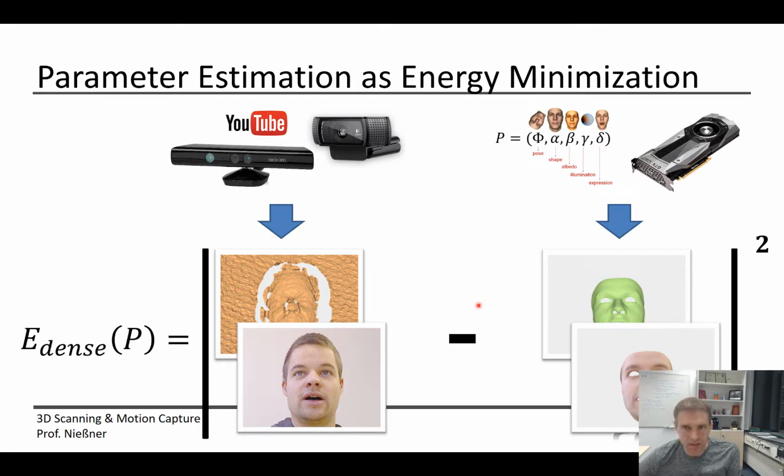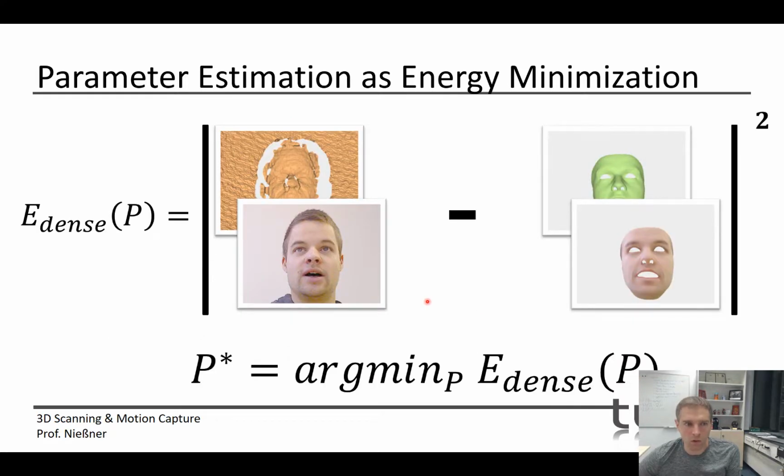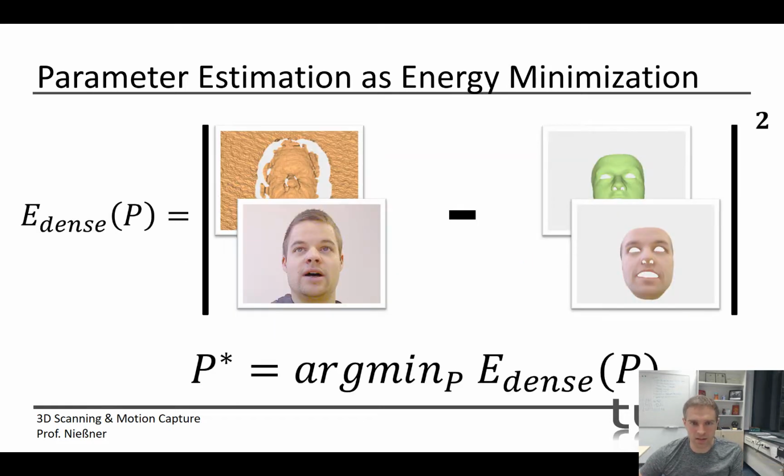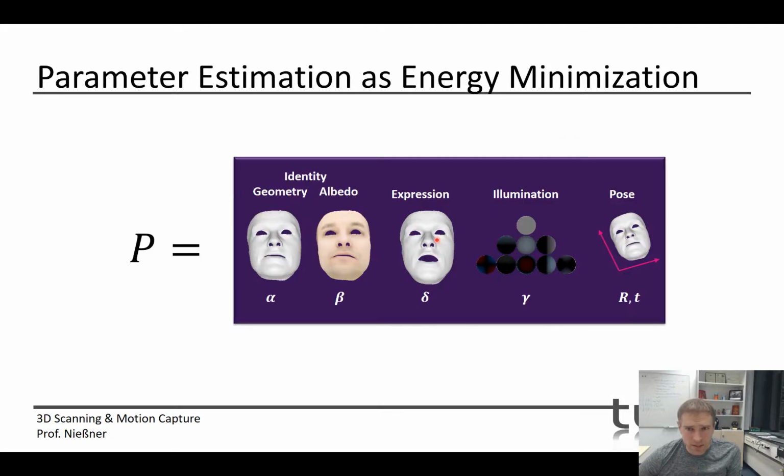And what we want to do here is figure out what the optimal parameters P, this P star here, are, such that we minimize the distance between those two, right? And again, just to reiterate, these parameters P are all of the parameters of our face model, right? So we have, again, geometry, albedo, expression, illumination, and pose. And these are the unknowns that we are solving for in this optimization. Okay, so let's have a look how it goes.